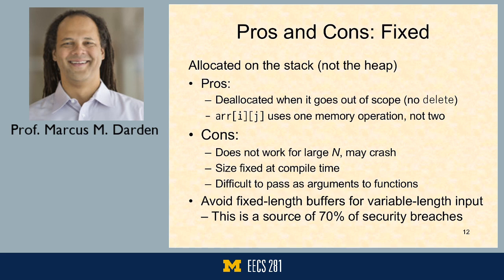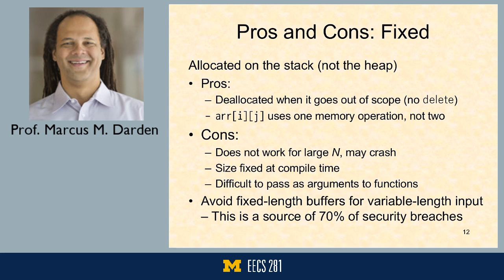Another con, of course, is it's fixed at compile time, and the overhead of trying to pass these as arguments to functions. You have to add every additional parameter that you're sending there. So if I'm going to send a 2D array, I have to send the number of rows as well as the size. And if I'm going to send a 3D array, I've got to send the number of rows and the number of cols. And so they can be a little challenging there.